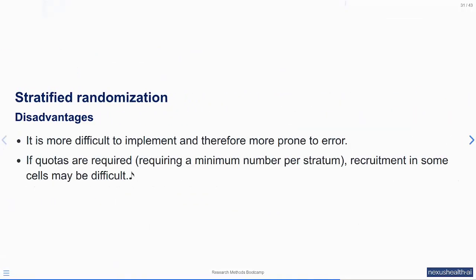It is more difficult to implement and therefore can be more prone to error. If quotas are requiring a minimum number per stratum, recruitment in some cells may be difficult.